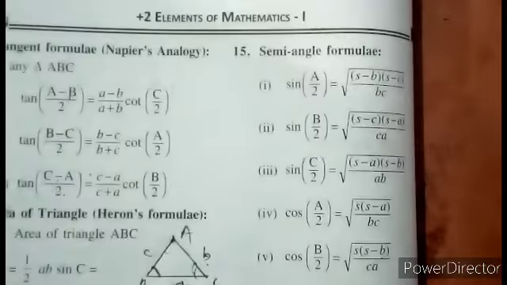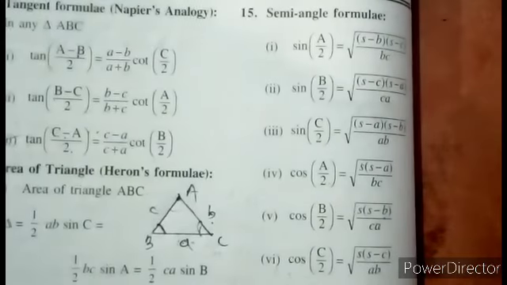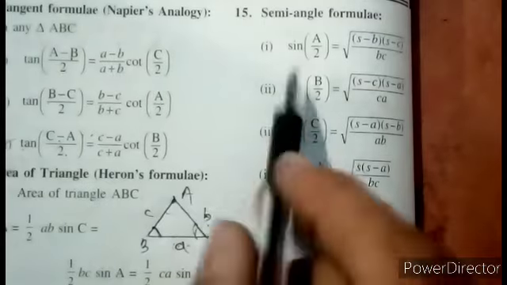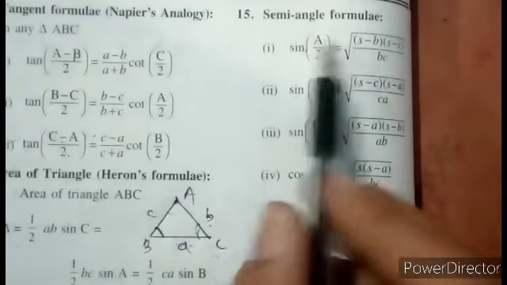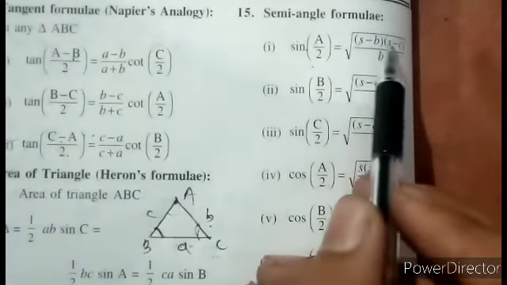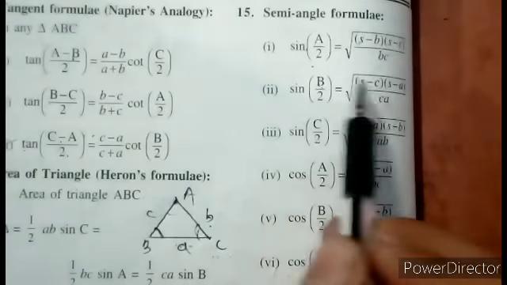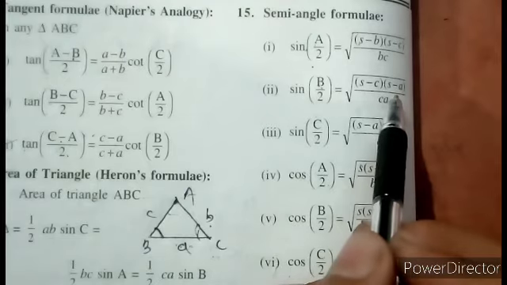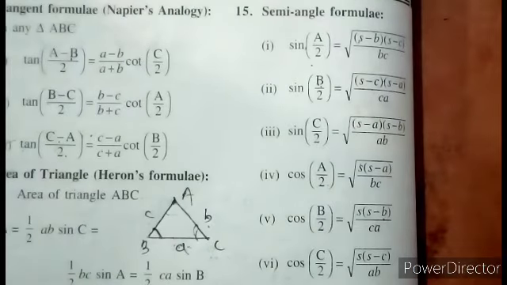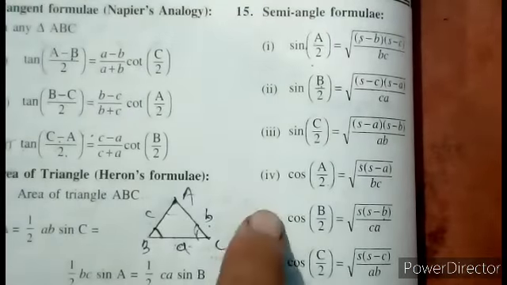Then these are the semi-angle formulas. sin(A/2) is root over (s minus b) multiplied with (s minus c) upon bc. These are logic. Similarly, sin(B/2) is root over (s minus c)(s minus a) divided by ca.